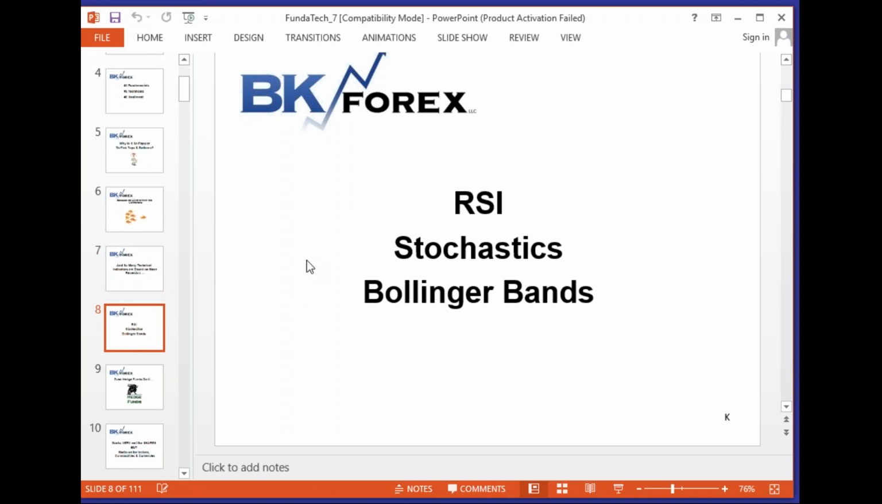And the three most popular indicators used for picking tops and bottoms are RSI, stochastics, and Bollinger Bands. RSI, stochastics, and Bollinger Bands are very classic picking tops and bottoms indicators.